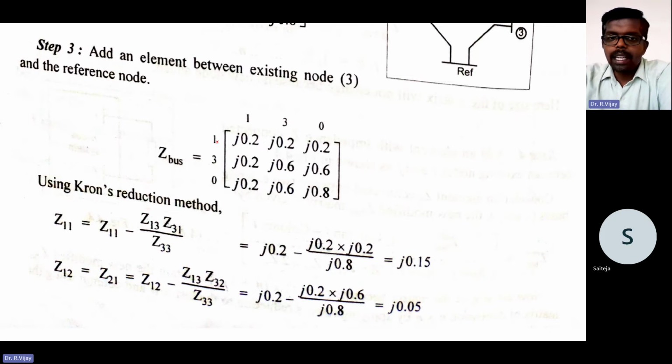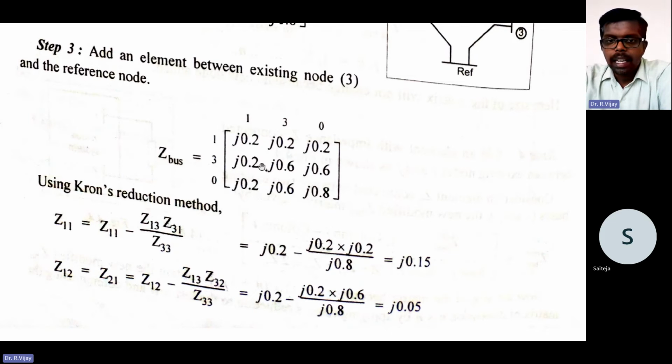So why Z13? You may have a doubt. It should be 1, 2, 3 like that. Here we have taken the second node as the reference node, so the reference node is nothing but 0. So 1, 3, 0. So Z13 is nothing but this particular value, that is Z13 is nothing but 0.2j. So you are substituting that, and Z33.